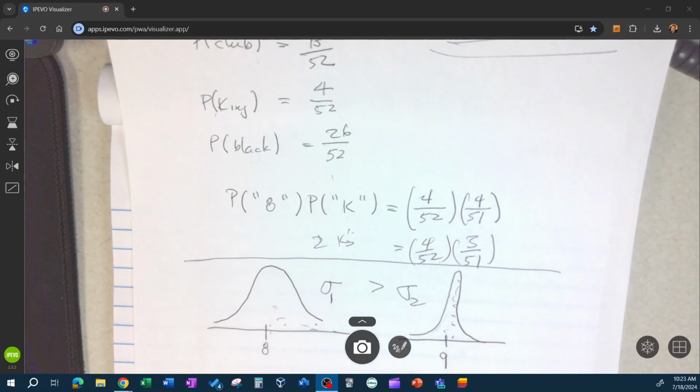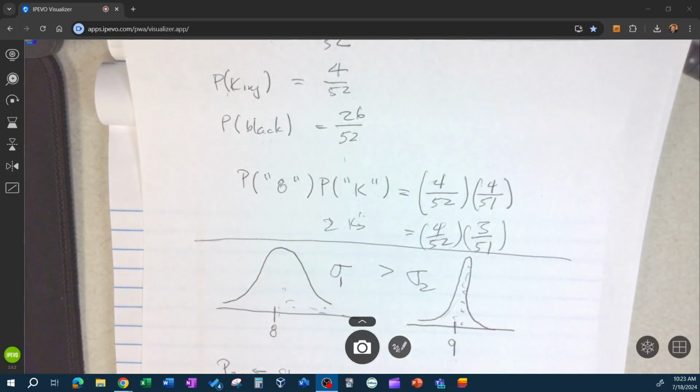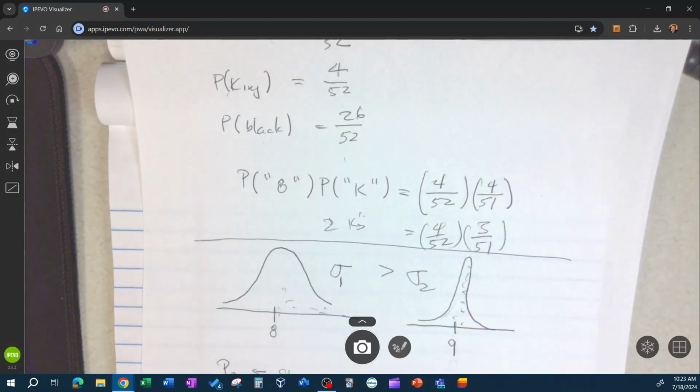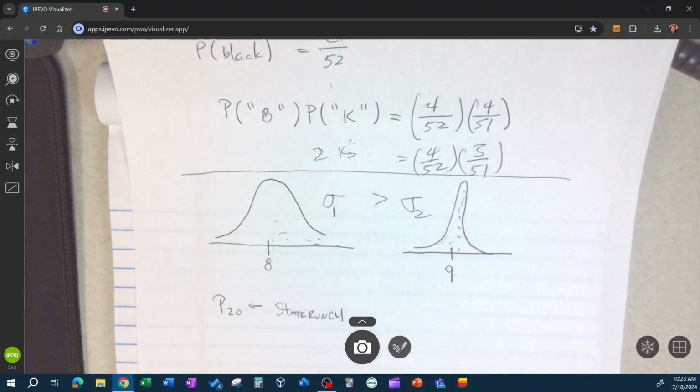Okay. And the last thing, make sure you know how to use StatCrunch. Remember, StatCrunch has 5 boxes, and you need to know how to use all of them.